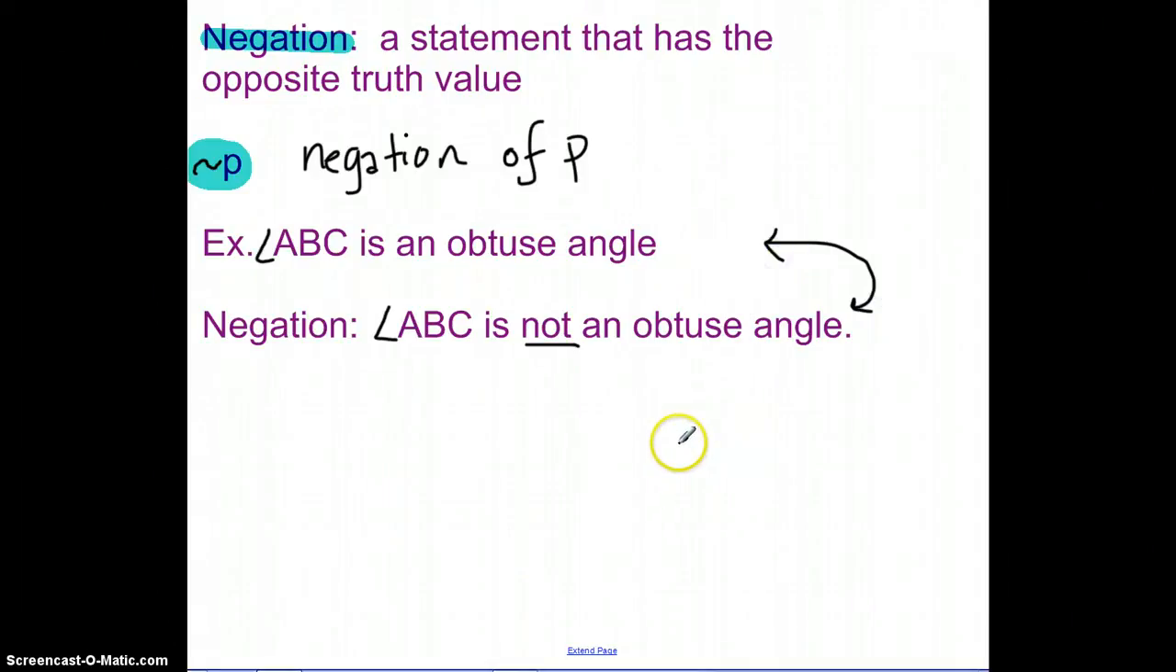So on some of these, they're going to ask you simply to just write a straight negation. And that means just take the opposite meaning of whatever is there. So if it's is, make it is not. If it's is not, then take off the not and make it is. So pretty straightforward.